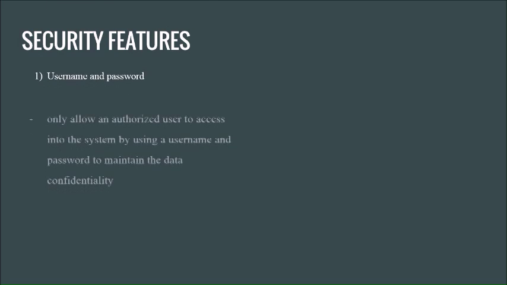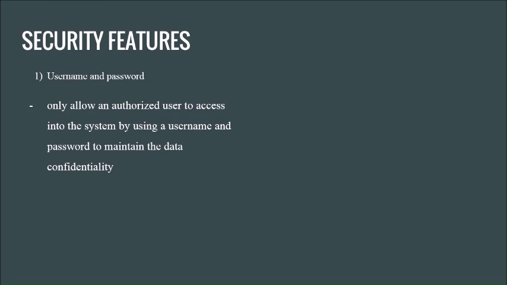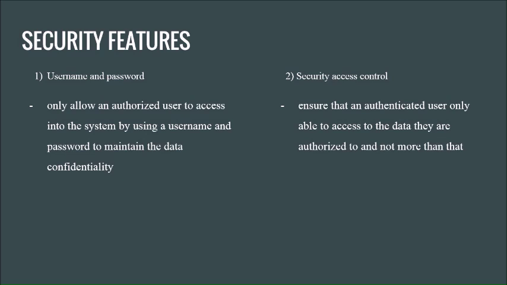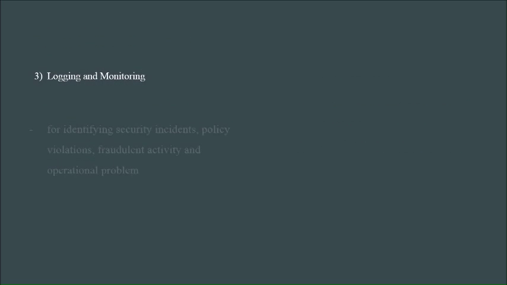Next, we will proceed with security features in MyUTM. First, this system has a username and password in order to ensure that only authorized users can access the system, using a username and password to maintain data confidentiality. This system also implements security access control to ensure that an authenticated user is only able to access the data they are authorized to and not more than that.